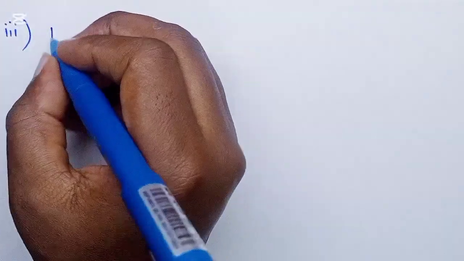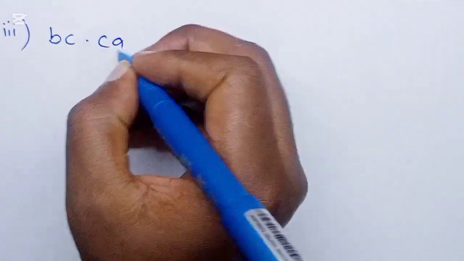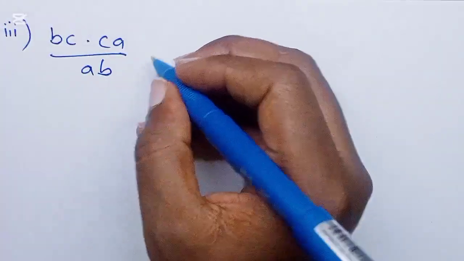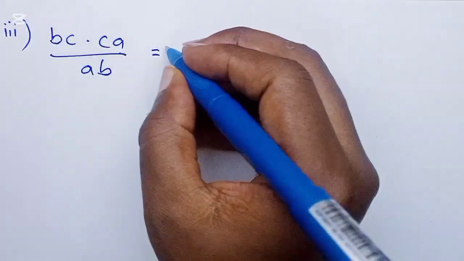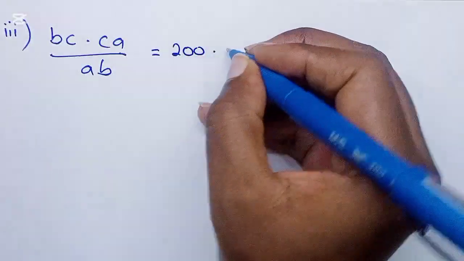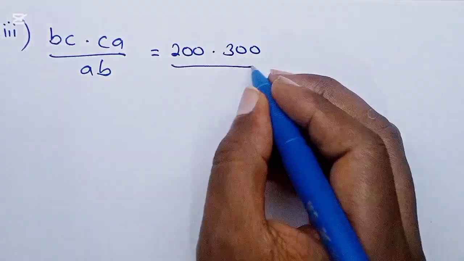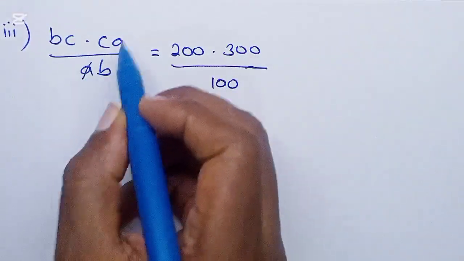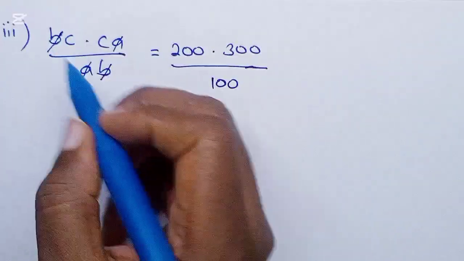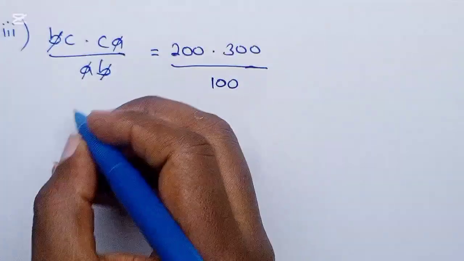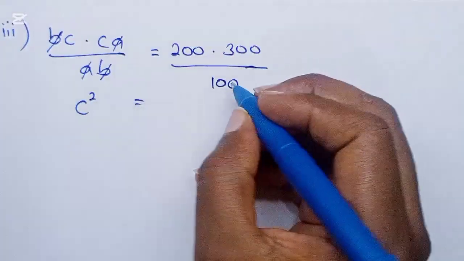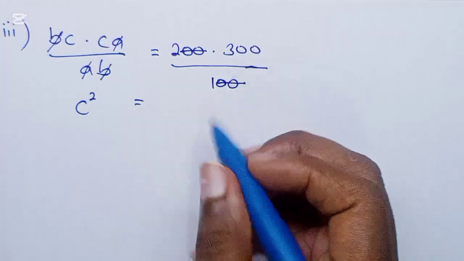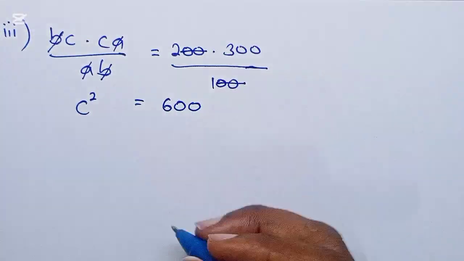Then next, considering BC times CA over AB. This will be equal to our BC is 200 and our CA is 300 over our AB, which is 100. So on this side, A cancels with A, and this B cancels with this B. So we're left with C times C, which is C squared, is equal to, this cancels with these two zeros. So we're left with 2 times 300, which gives us 600.